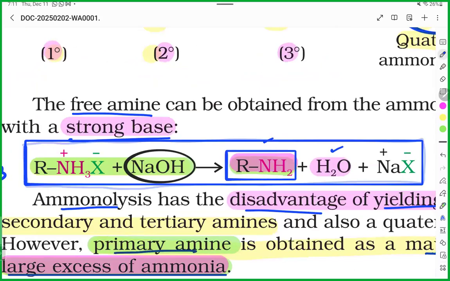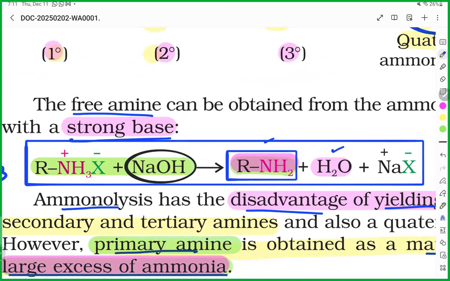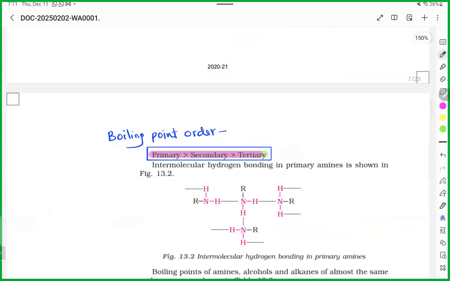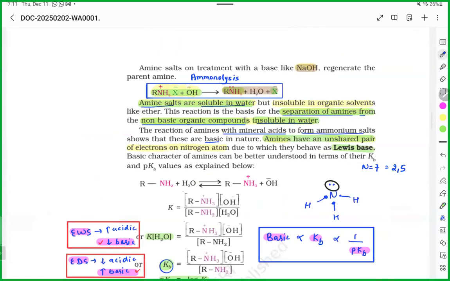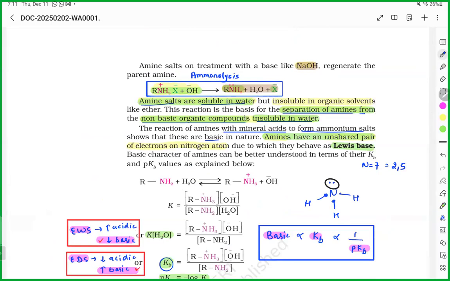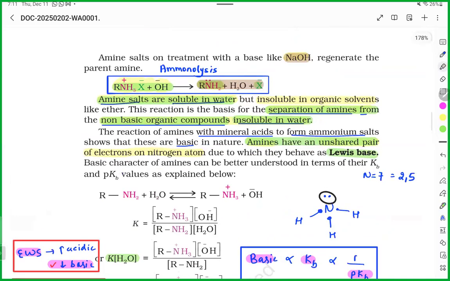Yes, sir, it is. Salt reacts with the base and it will form amine, then water and salt. And next, same thing ditto given here. You should know exactly where in the NCERT what is given. So we know amine salts are soluble in water, but they are insoluble in the organic solvent like ether. Understood? And that is one of the reactions by which you can separate amine from the non-basic organic compound.